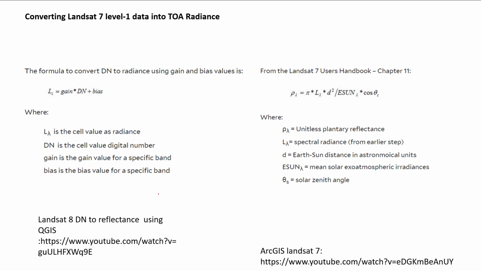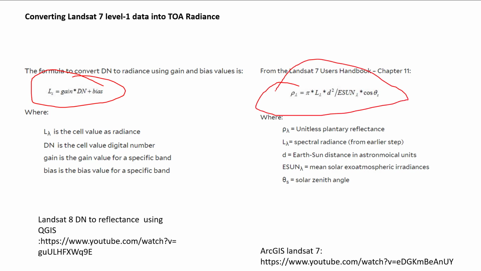Now, converting Landsat 7 level 1 data into TOA radiance. Just one example, a formula you can say. You can easily do that in ArcGIS manually: converting DN value into radiance, then converting radiance into top of atmosphere reflectance, TOA. So you can see L lambda here. Here you can also see L lambda actually.